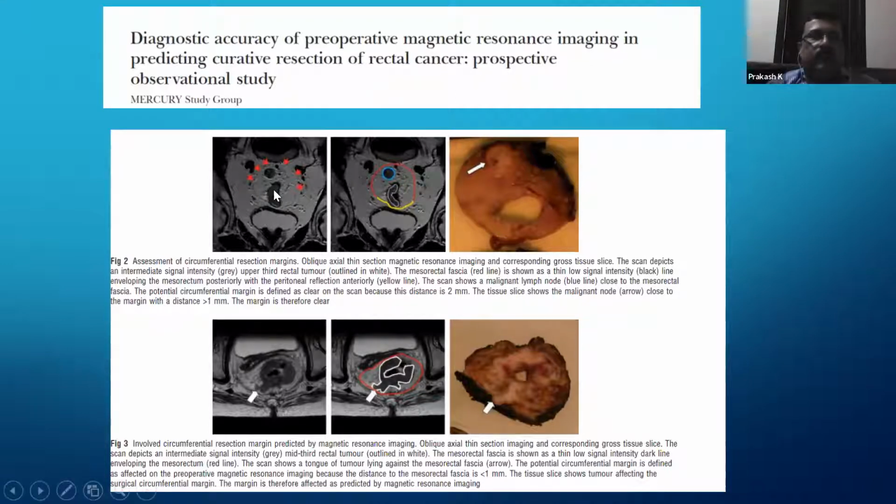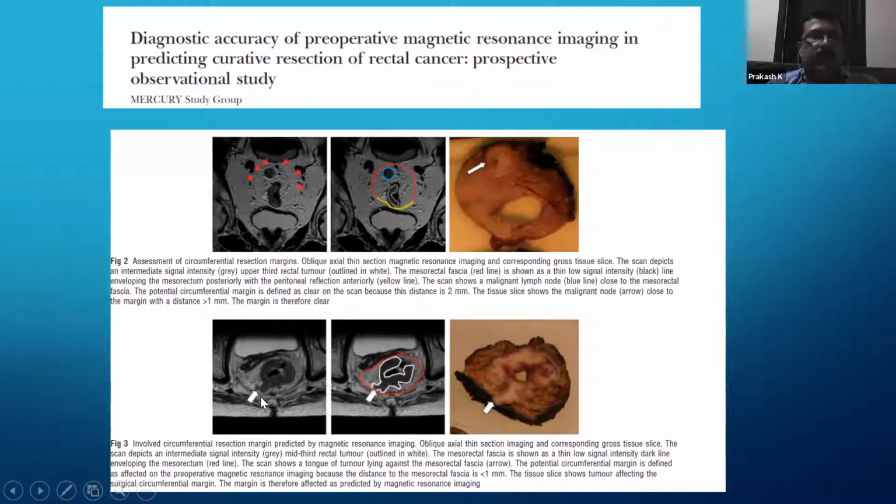And we all know that when you talk about cancer, we have the circumferential margin, and then if you have nodes or involvement, as in this picture, you can see that it's a node close to the circumferential margin. If there is a clear margin of more than 1 millimeter, you can still select the patient for surgery. But ideally nowadays, such patients go for preoperative chemoradiation.